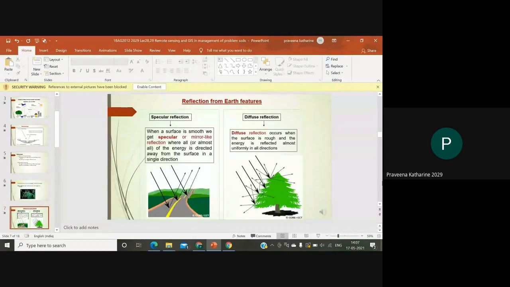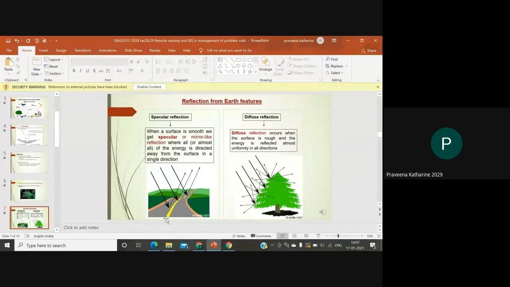So this reflection is of two types. One is the specular reflection and the other is diffuse reflection. This specular reflection happens in places where the surface is very, very smooth. For example, here in this picture, it is a well laid road, not like the roads which we commonly find inside the cities. In national highways, you find very smooth roads, isn't it? So this type of smooth road will have specular reflection.